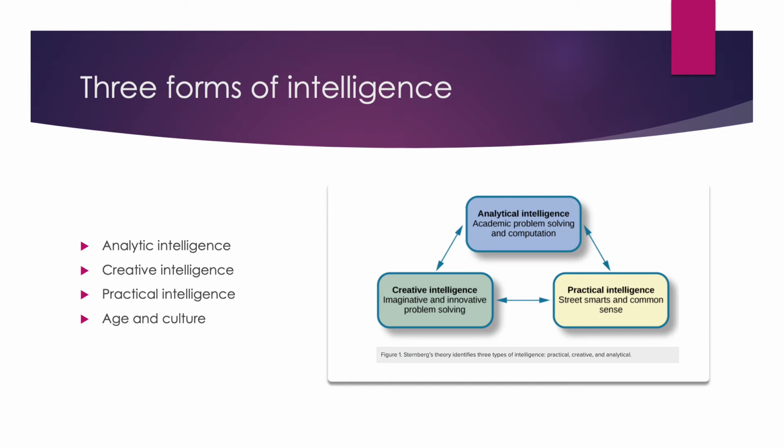identified three types of intelligence: analytic intelligence, creative intelligence, and practical intelligence. Which of these is important to you may depend on both your culture and your age. Analytic intelligence is academic problem solving and computation. Creative intelligence is more the imaginative and innovative problem solving. And practical intelligence is what people refer to as street smart or common sense.